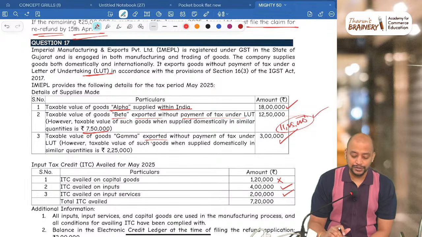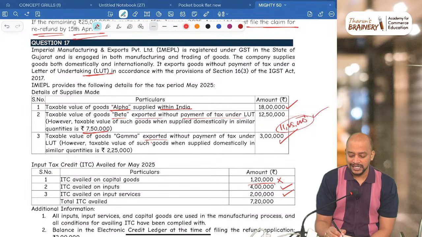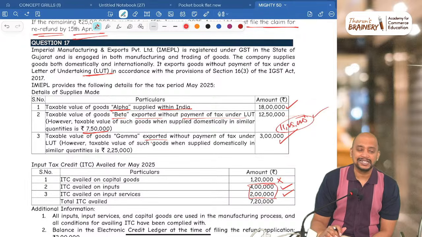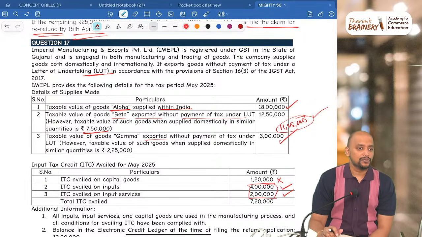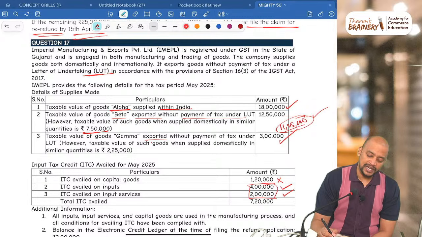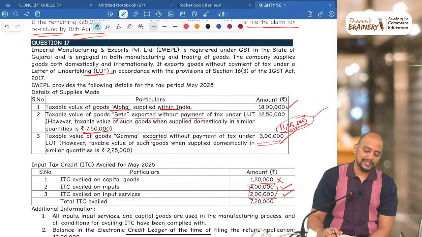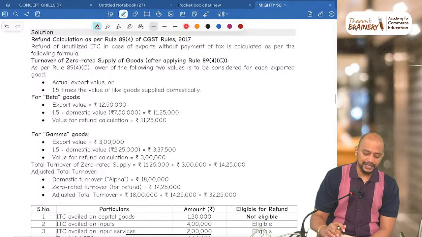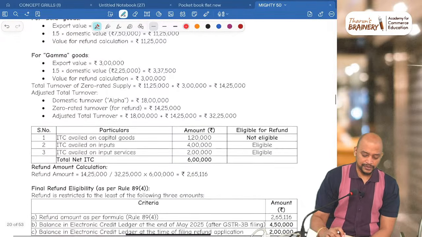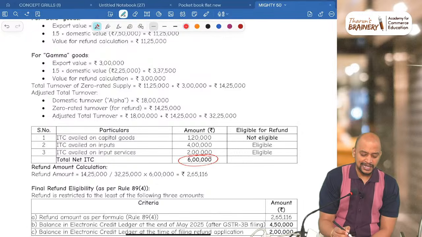Maximum refund equals net ITC. What is the net ITC? 4 lakh plus 2 lakhs, 6 lakhs will be taken as net ITC, into zero rated turnover. What is zero rated turnover? 11 lakh 25,000 and 3 lakhs. That is 14 lakh 25,000. So you can see here net ITC. So what is the net ITC here? So 6 lakhs is the net ITC, and into zero rated turnover.